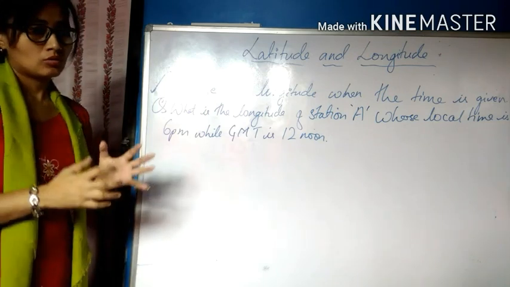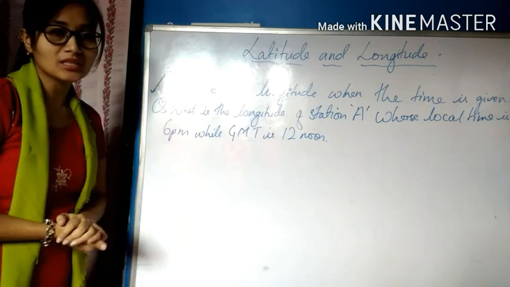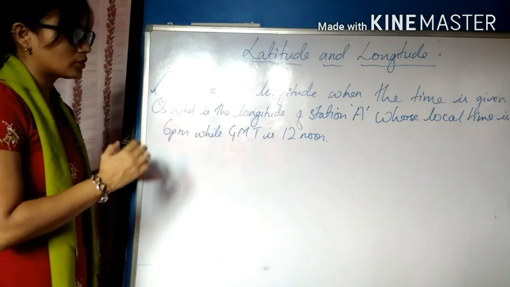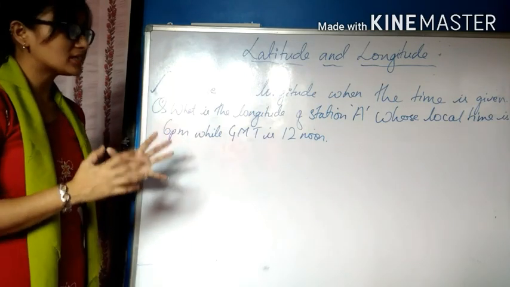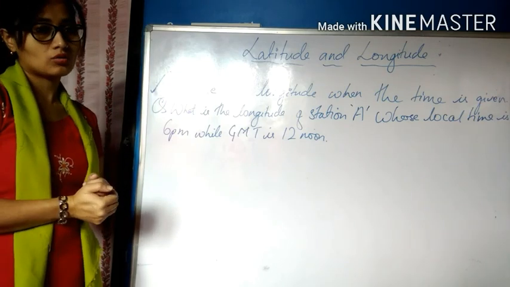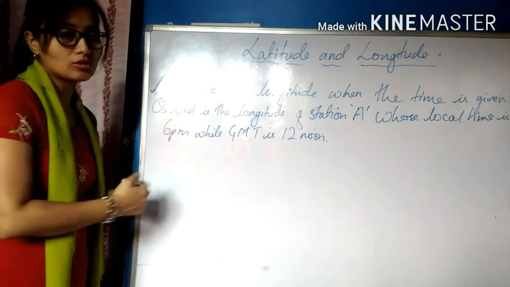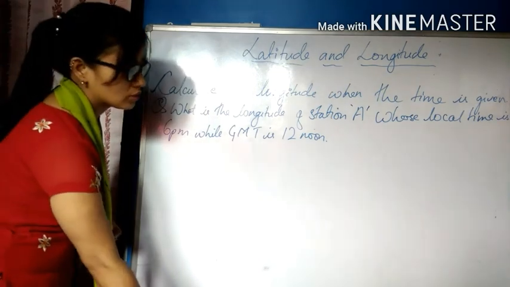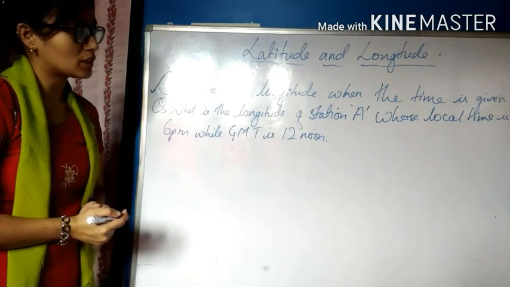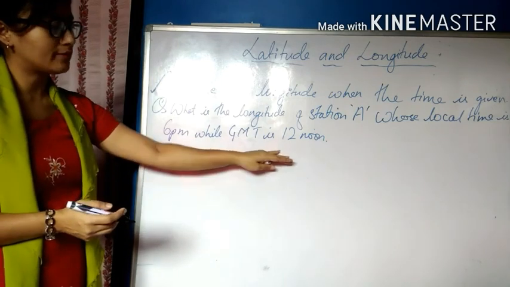noon? As I have already told you, while calculating the longitude or time of a place, you have to read the question very carefully and try to find out what is given in your question and what is asked in your question. After that, you draw a line of longitude, what is given and what is asked. Now, let us do it. So, what is the longitude of station A whose local time is 6 PM while GMT is 12 noon?